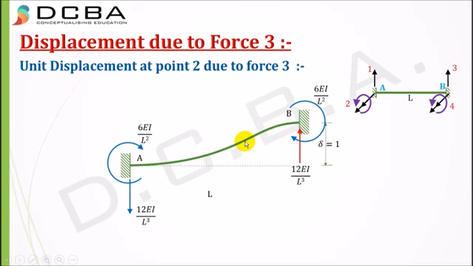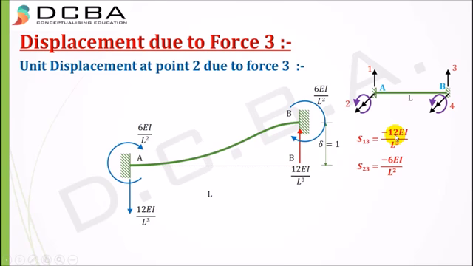Let us start writing the elements of stiffness. S13, that is force or reaction at number 1 due to force 3. So reaction at number 1 has to be a vertical reaction, but it is acting in the downwards direction here, and the magnitude is 12 EI by L cube. Hence S13 is minus 12 EI by L cube.